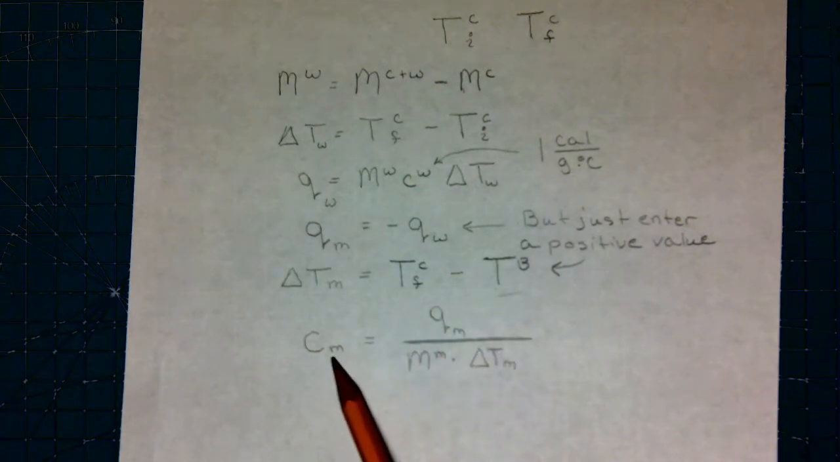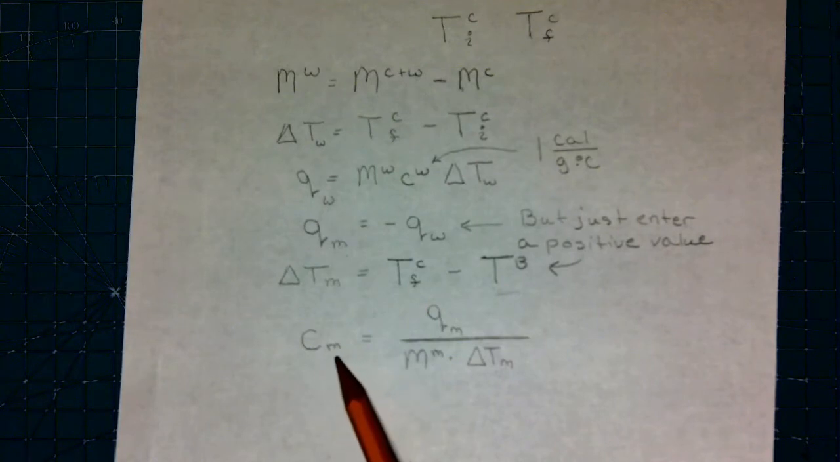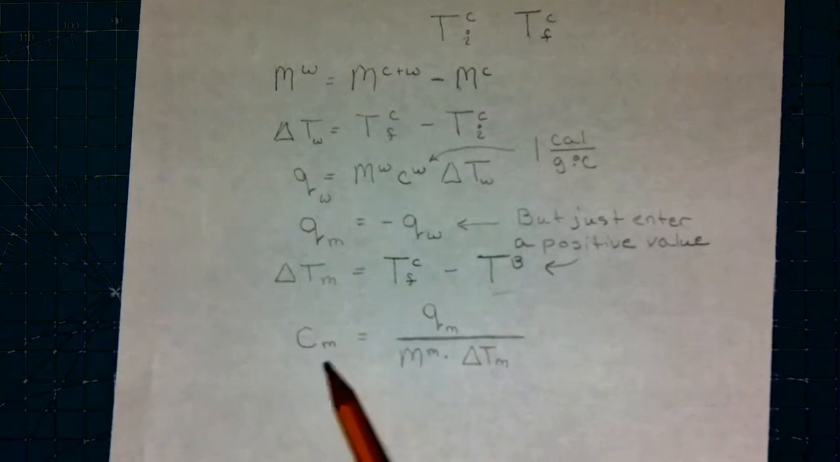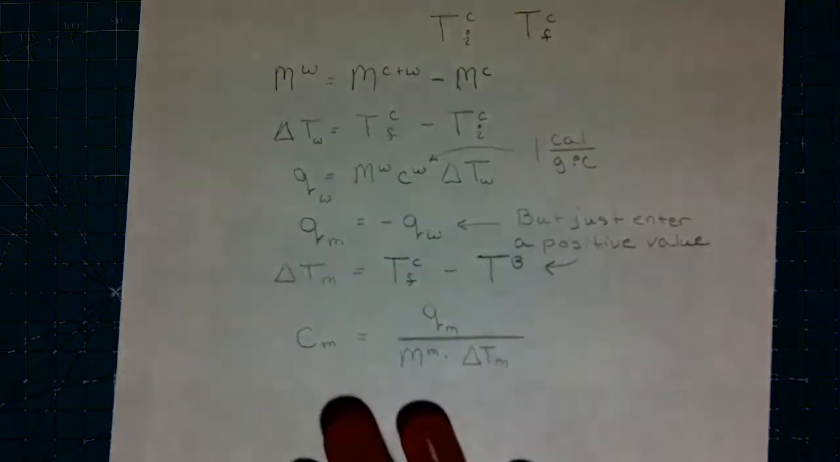And then you're going to be having a list to look at, and it's got a bunch of different metals on there and their specific heats. You're going to match this up to whichever one is closest when you do your calculations.